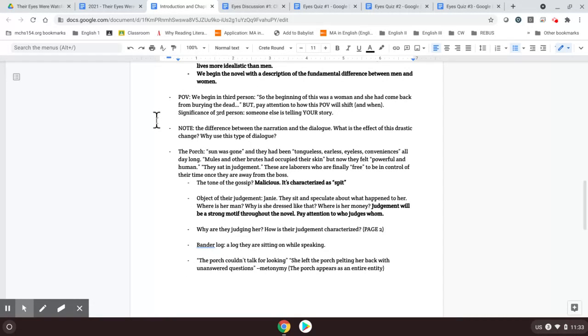So to throw some English words at you, we've got a frame story here. All right. We've seen a frame story before in some of our short stories. So that's going to be significant. I want you guys to note as you read the difference between the narration and the dialogue. The narration is going to be very eloquent. It's going to flow, be easy to understand. It's going to be descriptive. The dialogue is written in a very specific dialect.